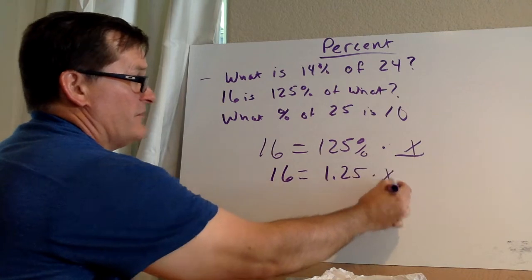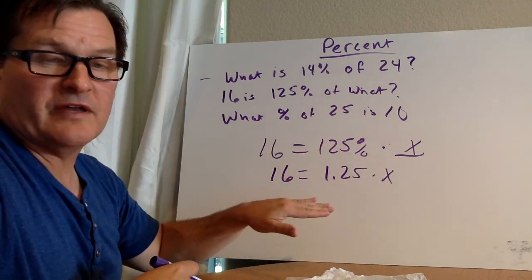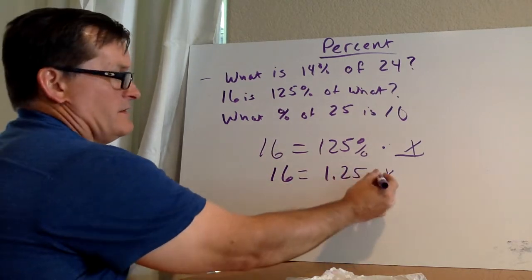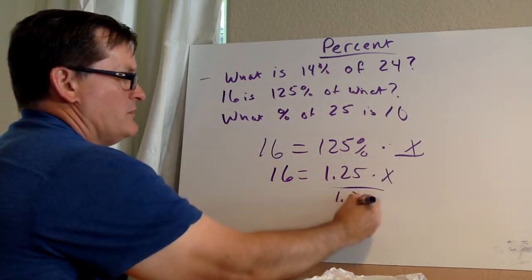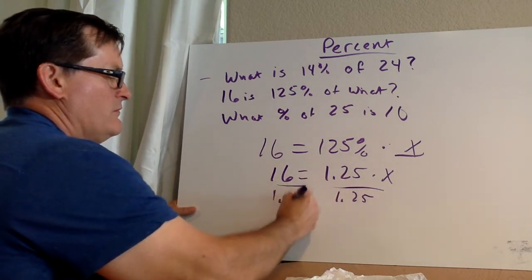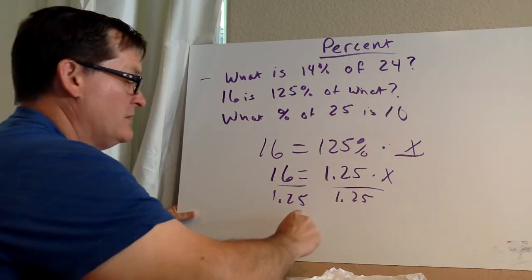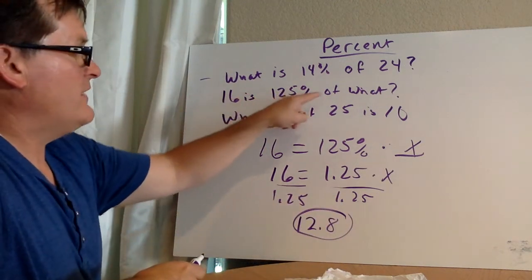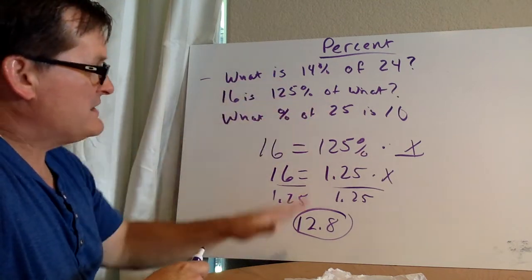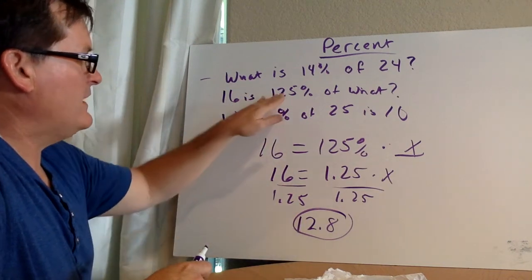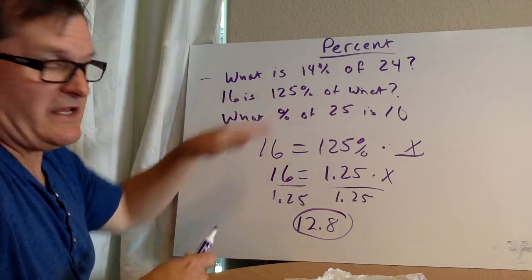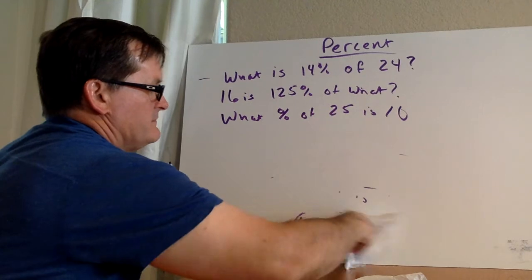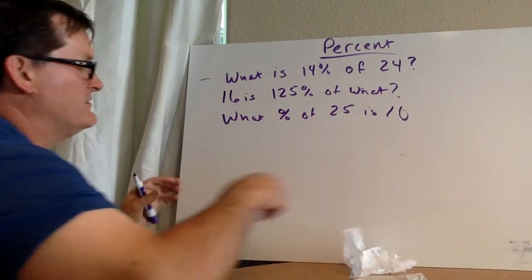You can also change it to a fraction, 125 over 100 if you'd rather work in fractions. Most people prefer decimals. And then simple algebra after that: divide by 1.25, divide by 1.25, and you end up with the answer 12.8. So 16 is 125% of 12.8. That makes sense because 16 is bigger than 12.8 and it represents larger than 100%. So you can reason through these too if you take the time to do that. It's pretty easy to make mistakes on these, so it's good to reason through them.